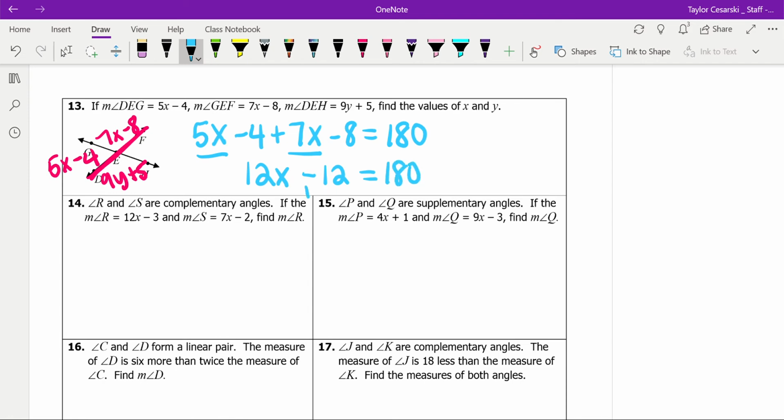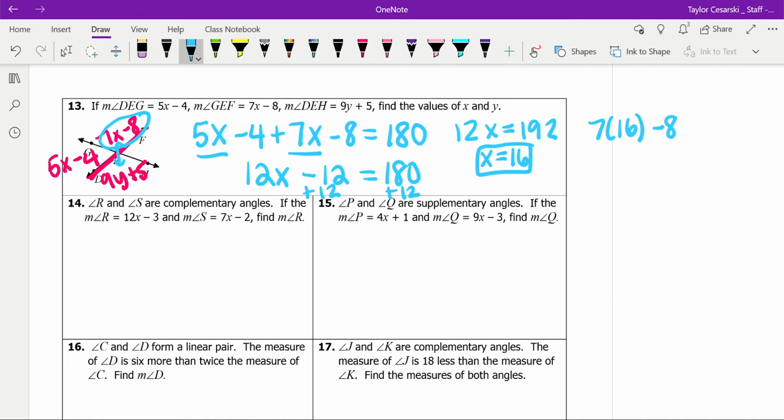All right, so I'm going to add 12 to both sides, and I get 12x equals 192. Divide both sides by 12, and x equals 16. All right, so that's your value of x, but you still have to go back and find your value of y. So what I would do is plug it into this one up here because I know that these are vertical angles, so they'll be the same. So 7 times 16 minus 8.